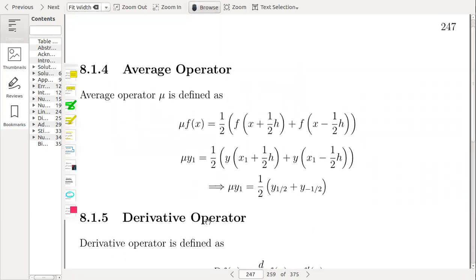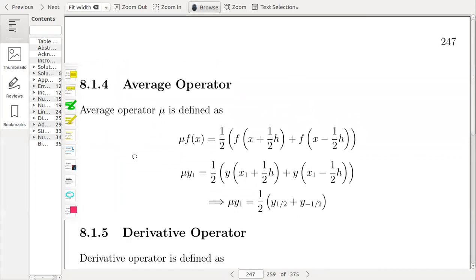And next is the average operator. The average operator is denoted by mu and is defined as mu f of x is equal to 1 by 2 of f of x plus half h plus f of x minus half h, and mu y1 is equal to 1 by 2 of y of x1 plus half h plus y of x1 minus half h. So this implies mu y1 is equal to 1 by 2 of y 1 by 2 plus y minus half.